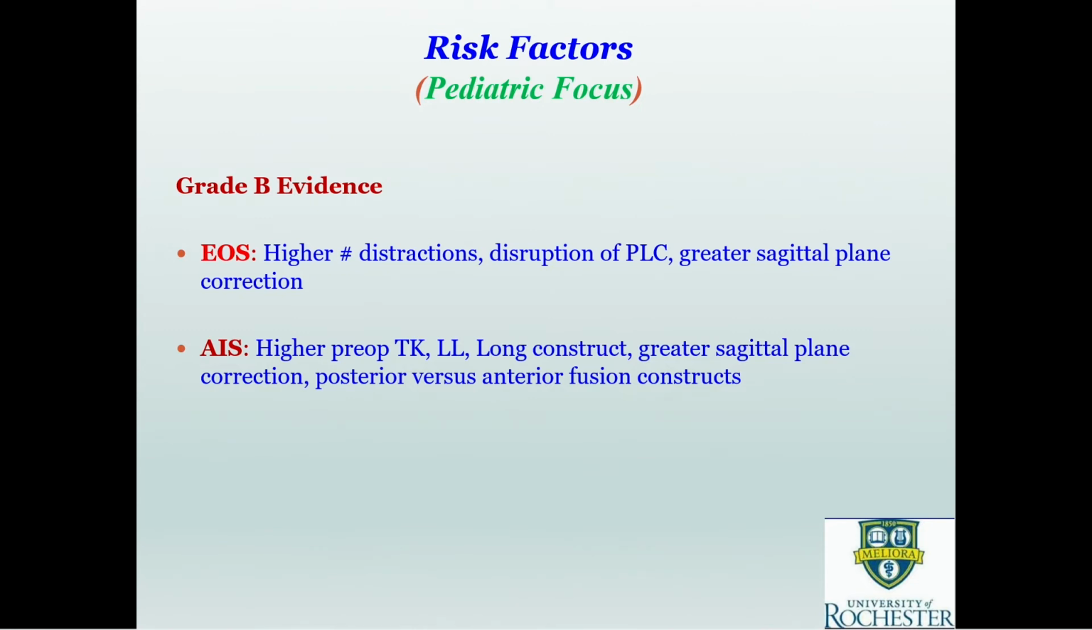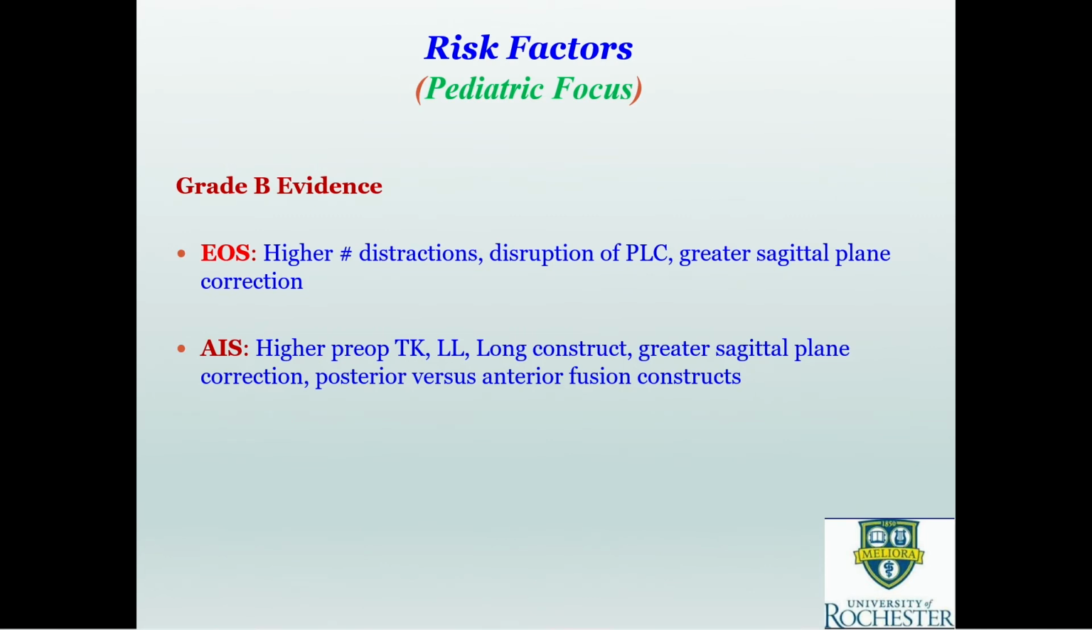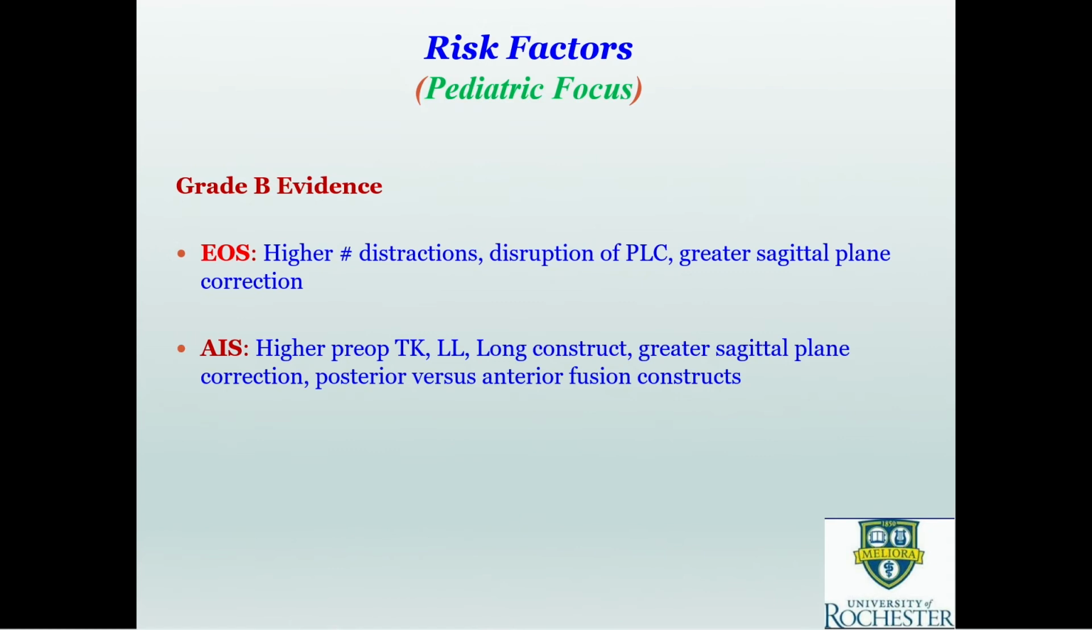So focusing on pediatric patients with early onset scoliosis, we know that a higher number of distractions, reported as greater than four distractions for patients undergoing growing constructs, can increase the risk for PJK. This is based on grade B evidence, predominantly level 3 studies. Disruption of the posterior ligamentous complex and greater sagittal plane correction, specifically SVA greater than 20 millimeter correction, increase your risk for PJK. Looking at AIS patients, higher preoperative thoracic kyphosis, lumbar lordosis, long construct, greater sagittal plane correction, and posterior instrumentation and fixation are all risk factors using grade B evidence.